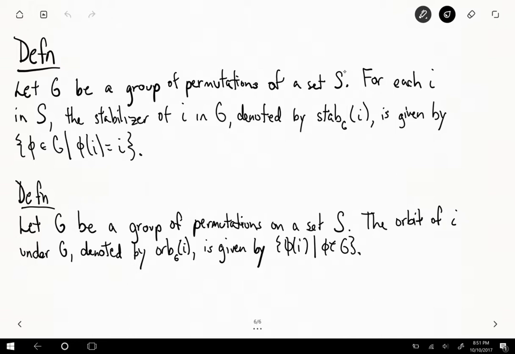So a new definition, let's talk about the orbits and stabilizers. So what you saw in class, the way I was kind of working with it was from a group action standpoint.